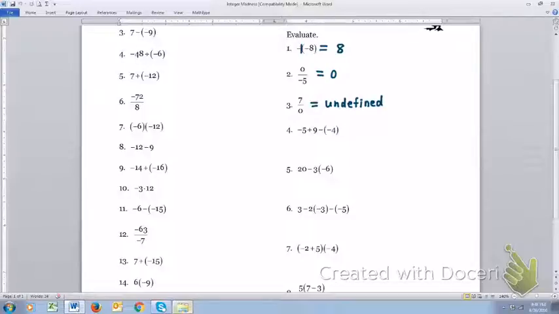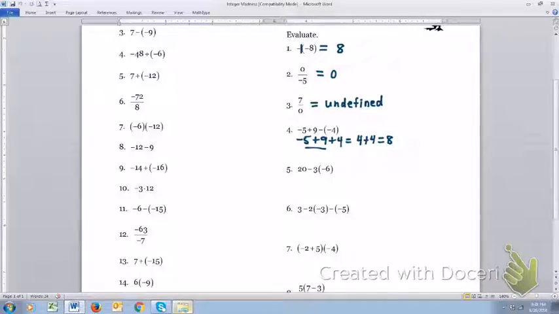Alright, let's look at number 4. Let's go ahead and first change the subtraction to adding the opposite. So now we want to work from left to right. Although since it's all addition, it really doesn't matter the order. But -5 plus 9 is going to give us 4. And then we have that other 4. And so we're going to get 8.